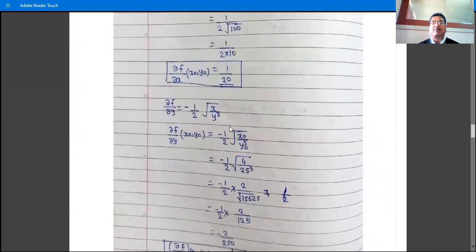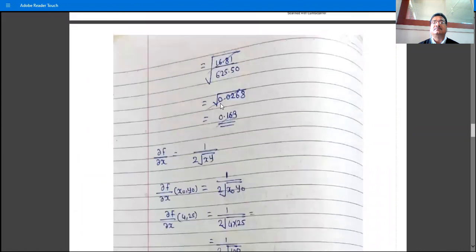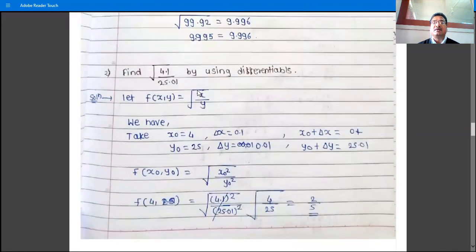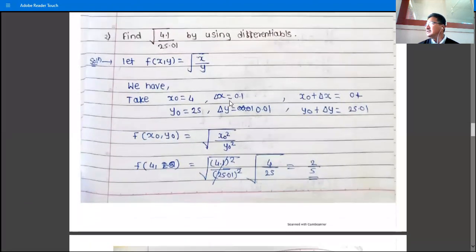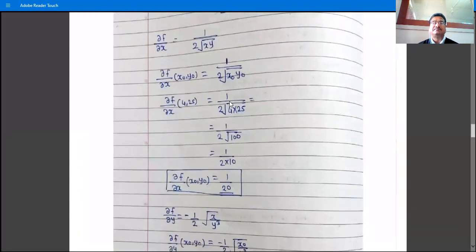Del f by del y. Root x by root y, divided by root y means y raised to half. Its derivative is what? y raised to minus half. Its derivative is y raised to minus half plus 1, means y raised to half divided by y raised to half.